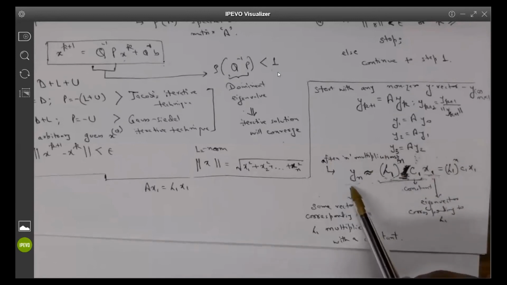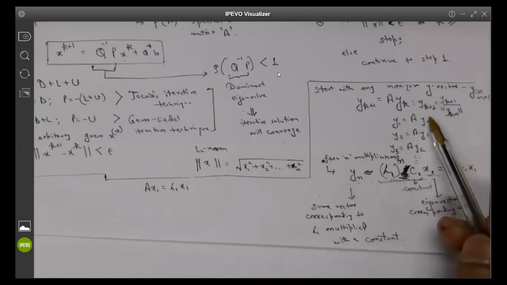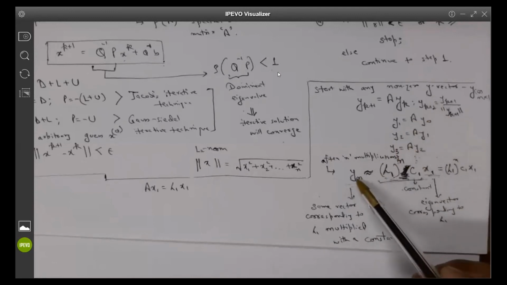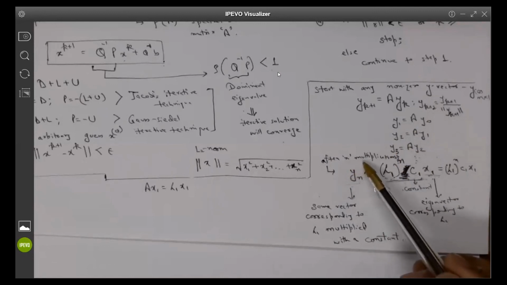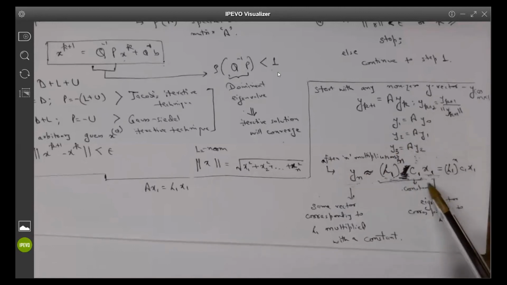So eventually I reach that result, and that result says that if you keep on multiplying an arbitrary vector with the matrix, and keep on multiplying with the matrix, eventually after a sufficiently large number of multiplications, a large number n, you will end up with a vector which is going to point in the same direction as your dominant eigenvector, which is your x1.